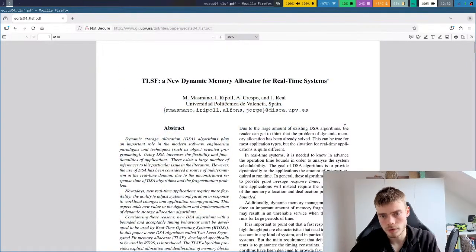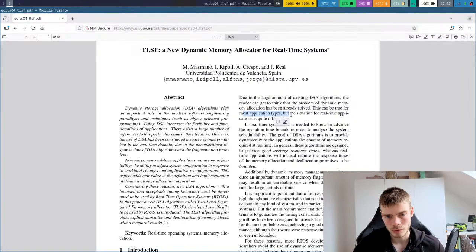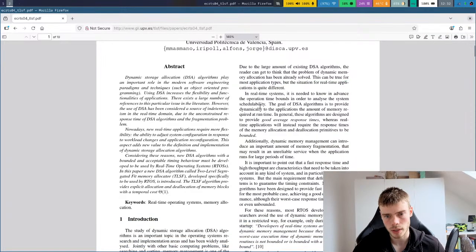Due to the large amount of existing DSA algorithms, the reader can get to think that the problem of dynamic memory allocation has already been solved. This can be true for most application types, but the situation for real-time applications is quite different. In real-time systems, it is needed to know in advance the operation time bounds in order to analyze the system's schedulability. The goal of DSA algorithms is to provide dynamically to the applications the amount of memory required at runtime.